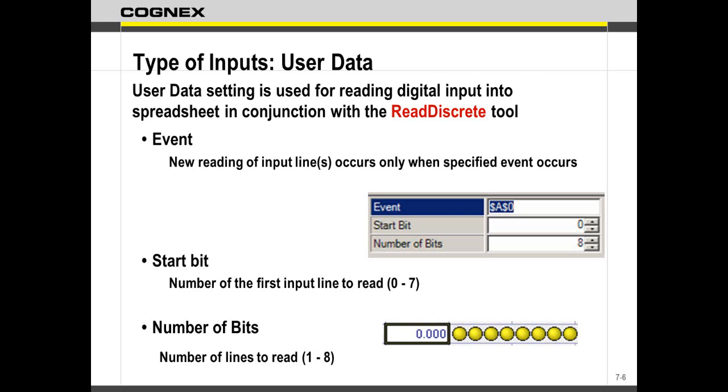Then it's going to ask, well, what's the start bit? What line should I start reading at? And how many lines should I read? If you're reading more than one line, even though you have a binary value coming in, it's going to reference it in the spreadsheet as a decimal value. So it'll do the conversion for you. What you're going to get on your spreadsheet is the function of your read discrete, and then depending on how many bits you have, the auto-inserted LEDs for it, letting you know what is sitting at those lines.